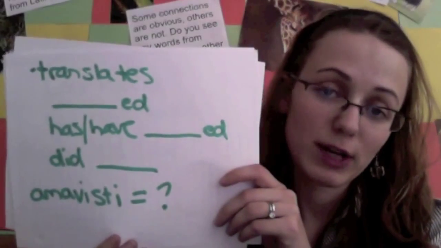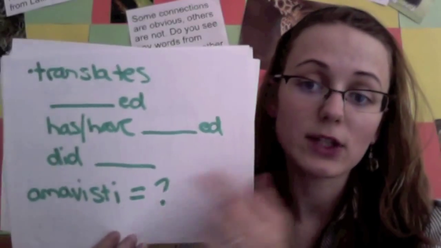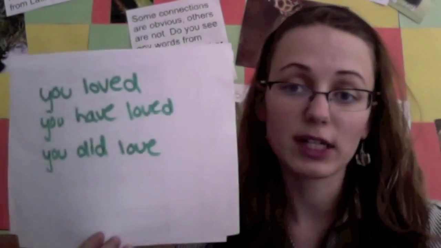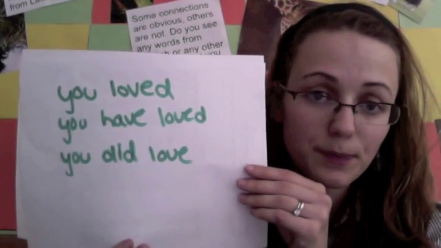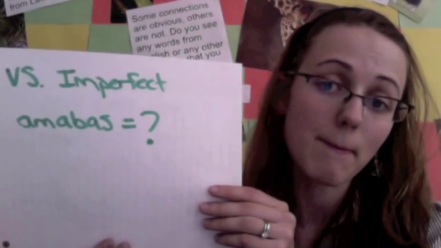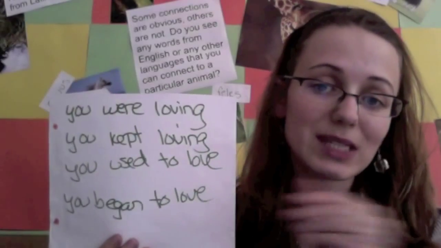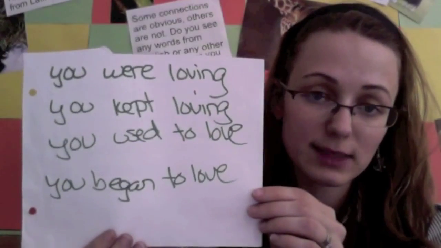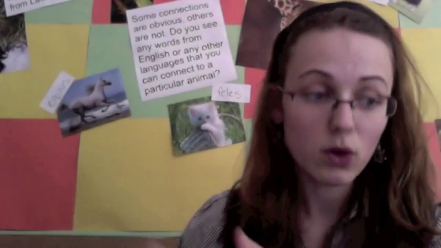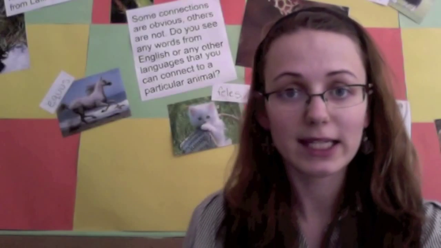We talked about how it translates, three different ways that it sounds like it's in the past. And so amavisti as an example would translate any of these three ways. And we talked about how this differs slightly from the imperfect tense, which is also a past tense. So amabas, instead of translating the way perfect tense does, would be ever so slightly different, and it would translate one of these four ways. So go through your notes, make sure that you got all that information, and we will check in next class.